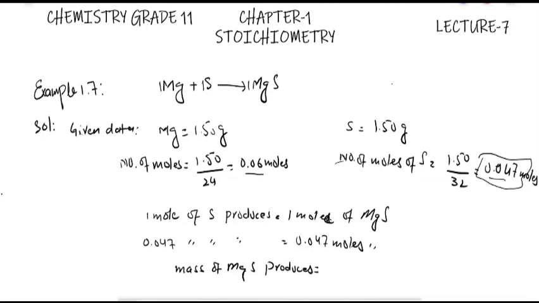is equal to the number of moles multiplied by the molar mass. Now the molar mass of magnesium sulfide is magnesium is 24 and sulfur is 32, so this is equal to 56. So you can multiply 0.047 by 56, and this is equal to 2.63 grams of magnesium sulfide. Right, this is our example 1.7. Next is example 1.8.